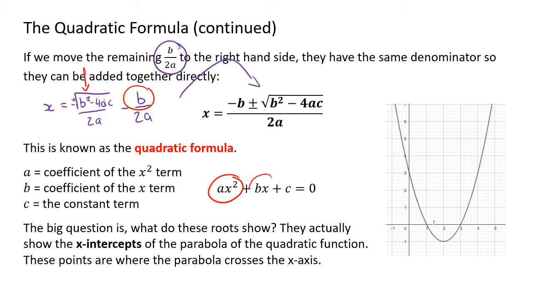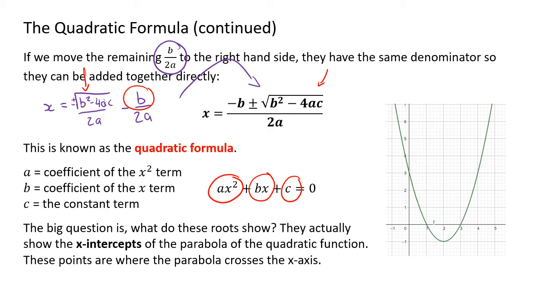B is the coefficient of the x term, and c is the constant at the end. So not multiplied by any x terms. And like I mentioned in the last lesson, these roots actually show you the x-intercepts. So when you solve this equation, you're going to get two roots.